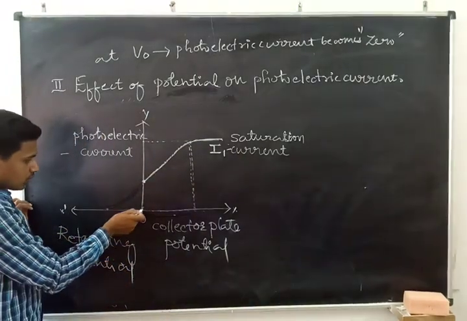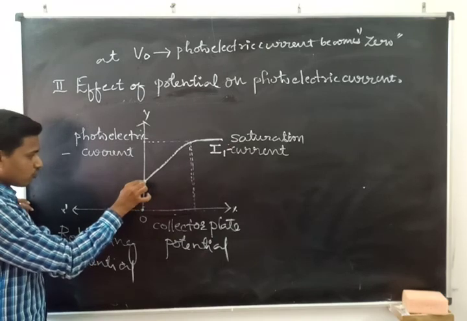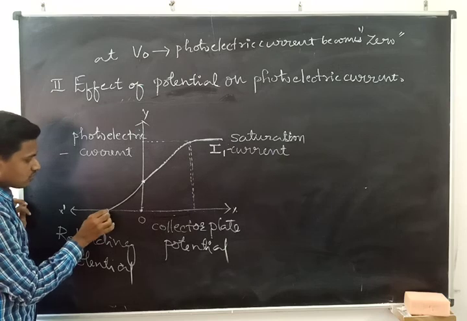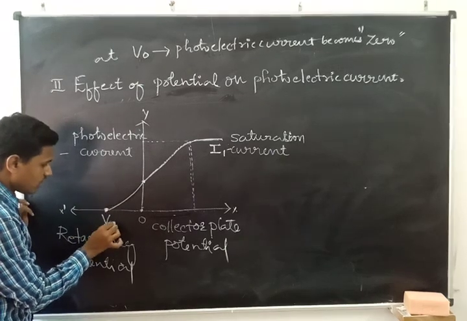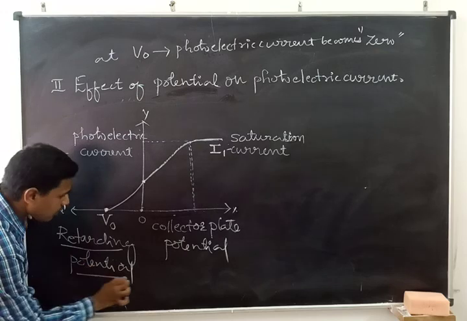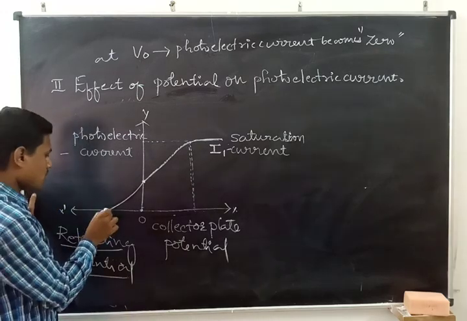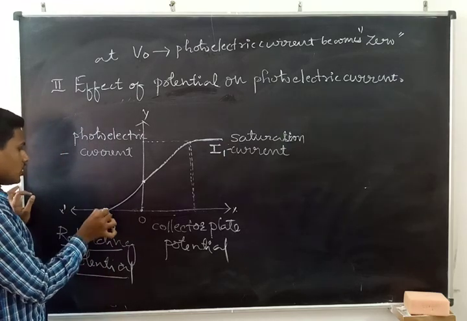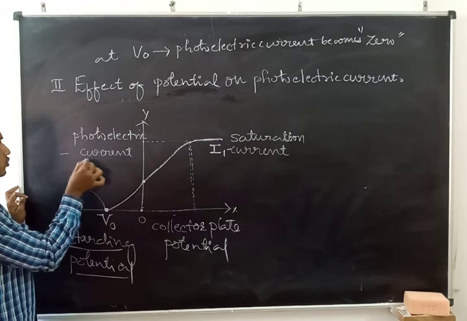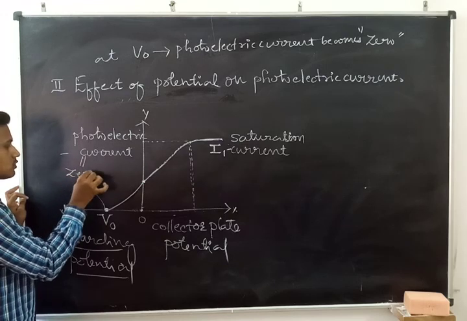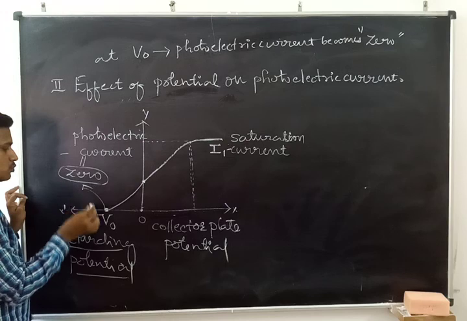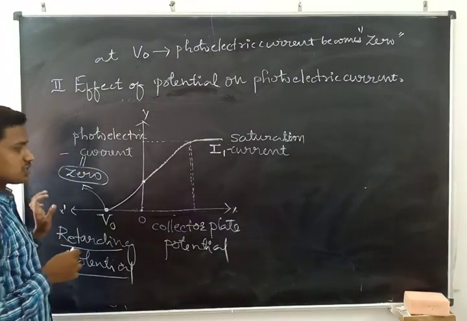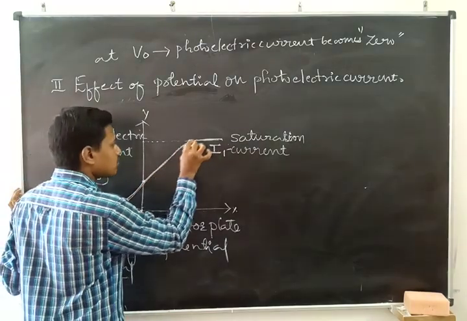And if I make the potential negative, what happens? The photoelectric current decreases, and at this particular potential V0, known as the retarding potential or stopping potential, the photoelectric current becomes zero. Very important: corresponding to V0, the photoelectric current becomes zero. Is it right? So the graph is very simple.